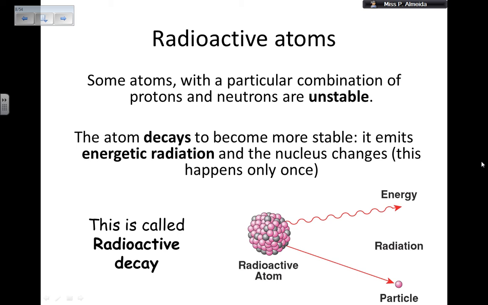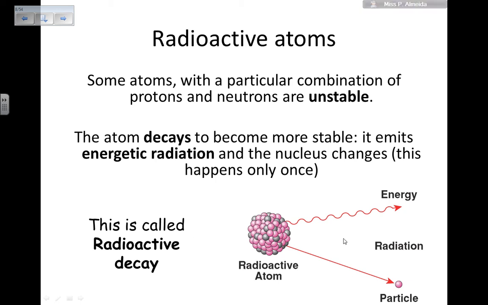So it emits energetic radiation and the nucleus changes, okay? So it will give off a particle or some particles. This happens only once, and then the new atom that I have there, or the new isotope, may decay again, okay? So this is called radioactive decay. It's a random event. I know it will happen. I can predict how many particles are going to be given off in a certain amount of time, but it's completely random in terms of when the decay is going to happen, okay?